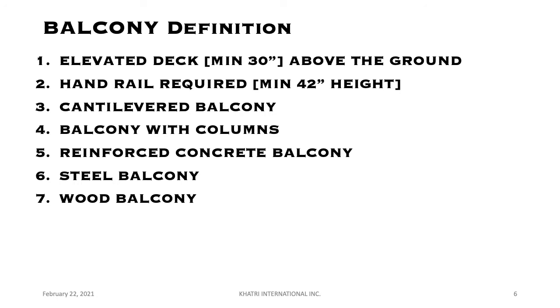The handrail has to be minimum 42 inches high. The balusters have to be no more than 4 inches apart. That's essentially the distance from one rail to the next rail so that kids can't squeeze through there. And there are cantilevered balconies. There are balconies with columns, which can be called an elevated deck. There's reinforced concrete balconies. Those are excluded. Steel balconies are excluded. So the focus of the law is primarily on wood balconies, because wood balconies seem to have the biggest problem with deterioration and failure.